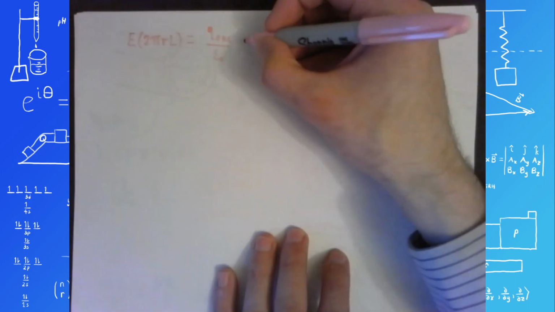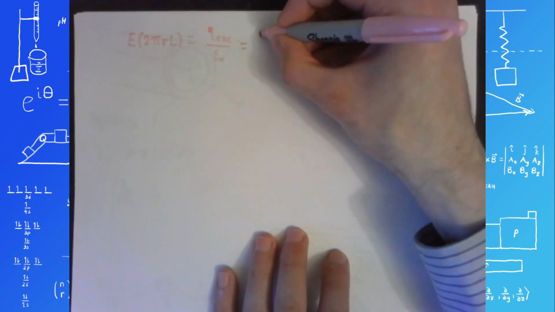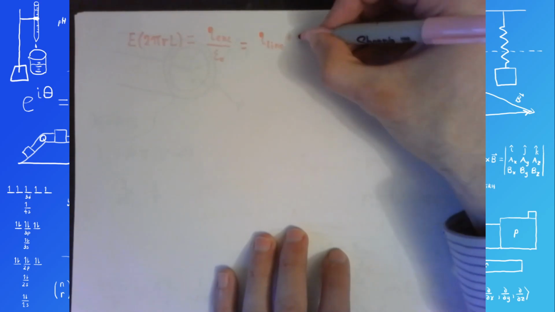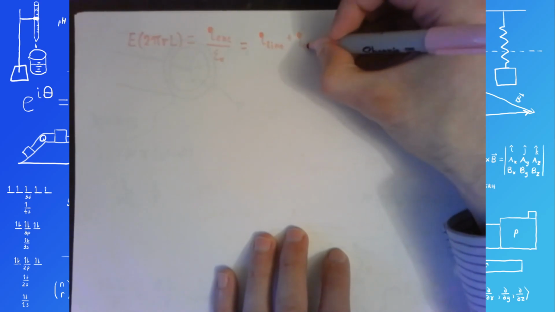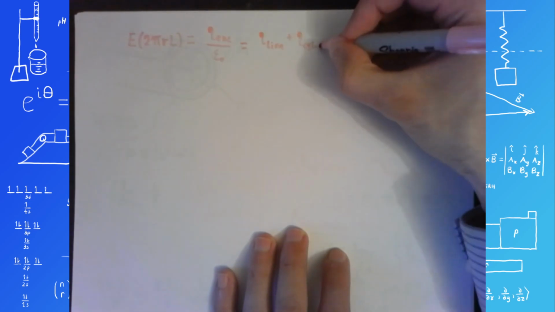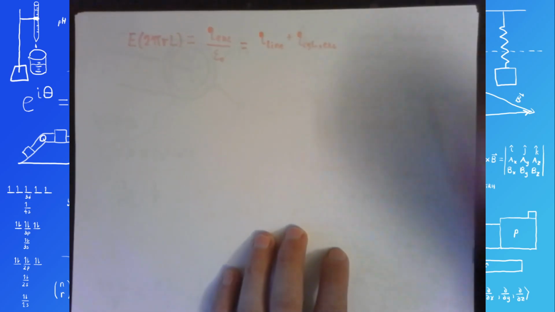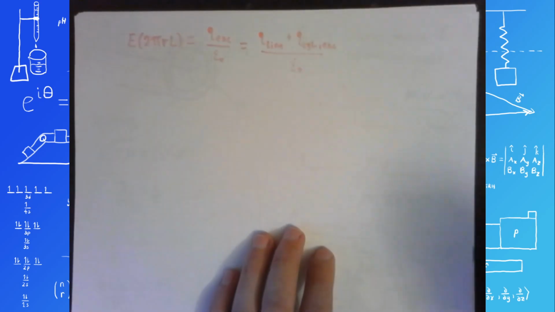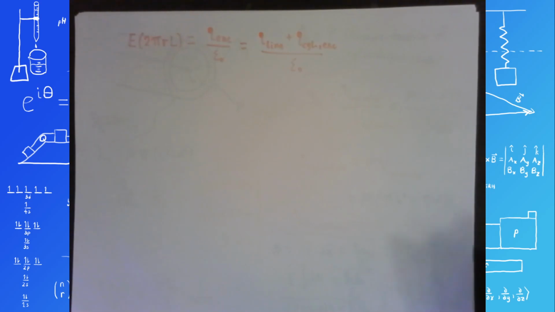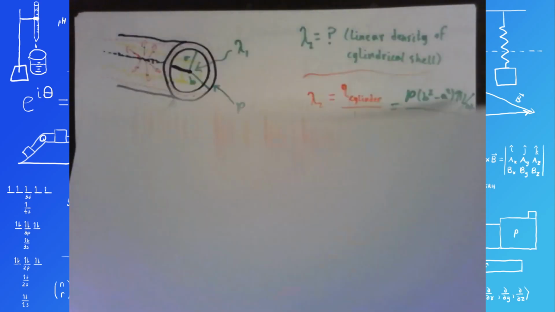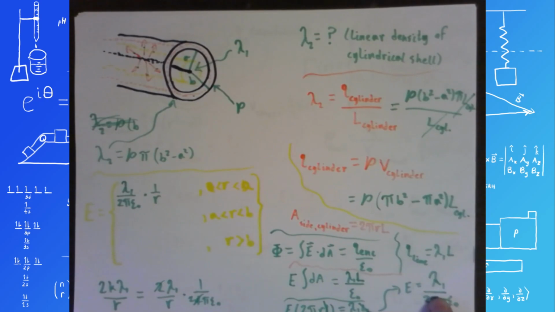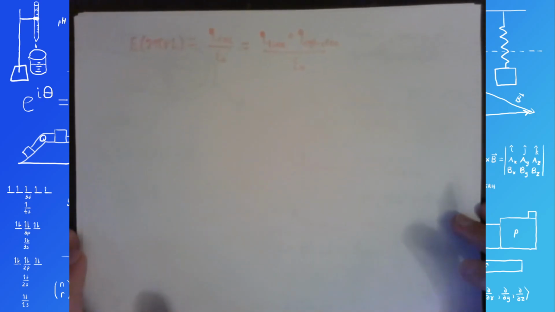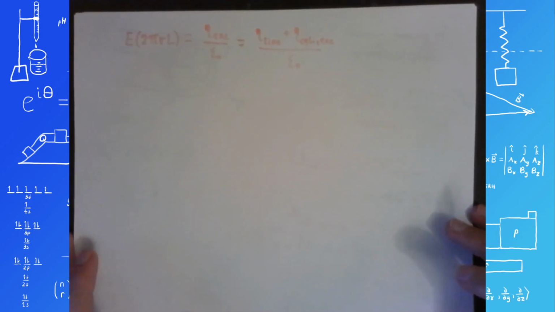So I'm going to say equals Q line plus Q cylinder, but only the portion of the cylinder that's actually enclosed, over epsilon naught. Well, the Q line over epsilon naught part, we already took care of that. That gives us this, lambda 1 over 2 pi r epsilon naught. So that part is already taken care of.